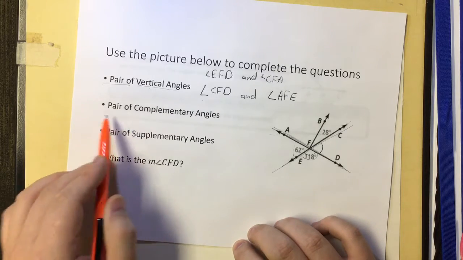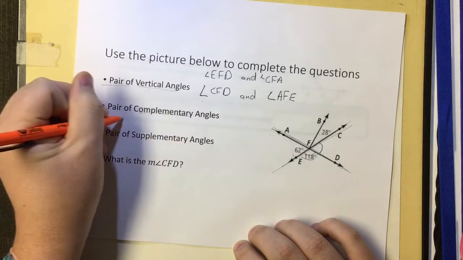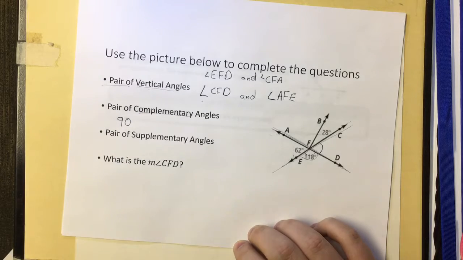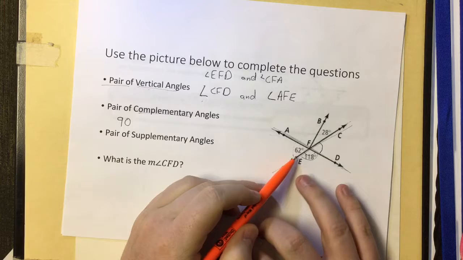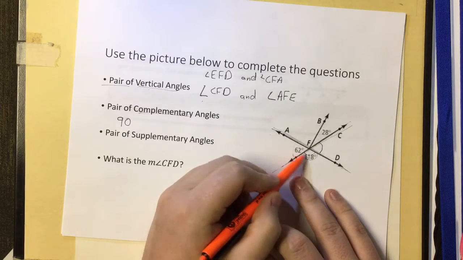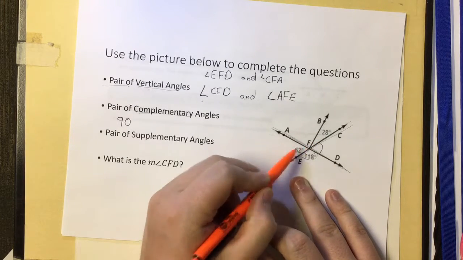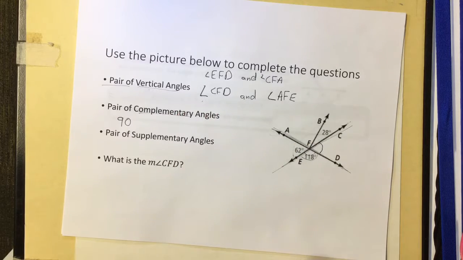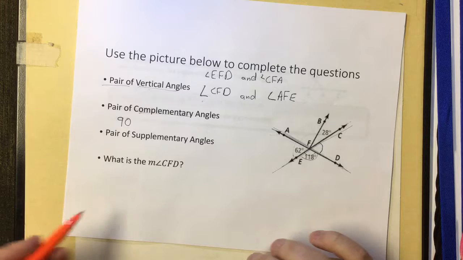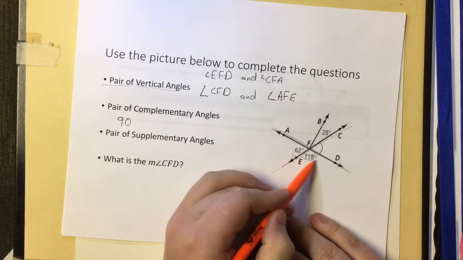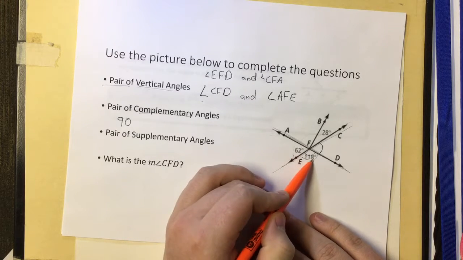Now this asks for a pair of complementary. Complementary means they have to add up to 90. So as soon as I see complementary, I need to think 90. I'm looking for two angles that add up to 90. Well, I only have three different measures. I don't have any of those little right angle boxes, so that's not going to help. From those three measures, I need to find two that when added together give you 90. Well, this already is more than 90 by itself, so that's not going to help.